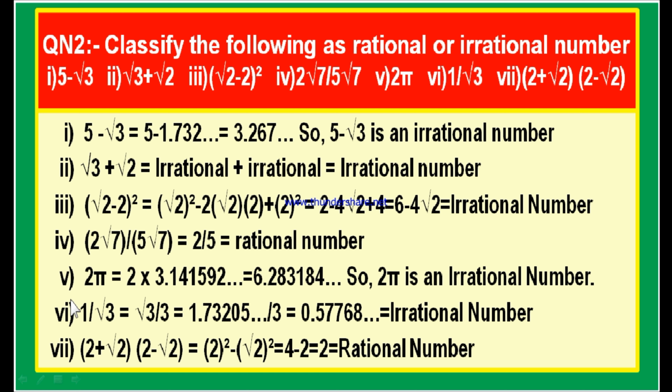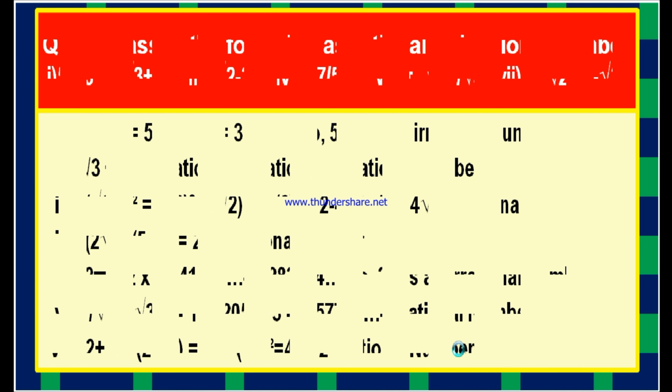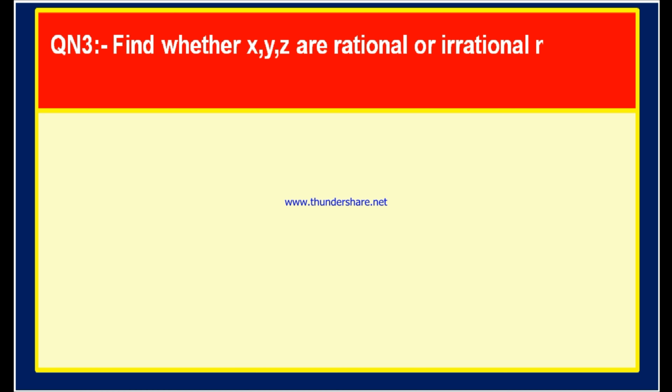In question number 2, we classified all the given 7 numbers either as an irrational number or as a rational number. Now look at question number 3. This is question number 3. Find whether x, y, z are rational or irrational numbers.